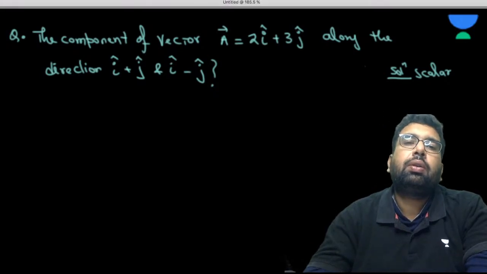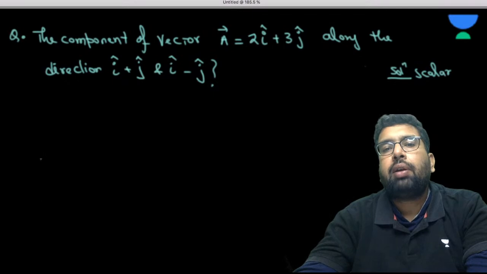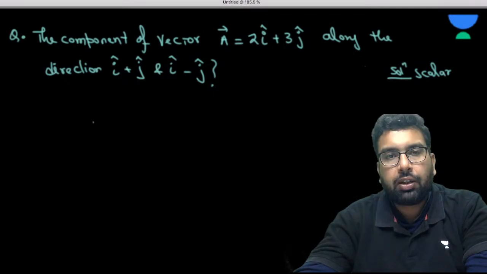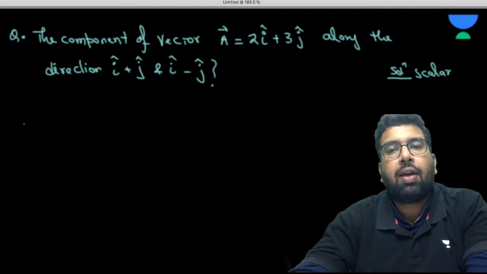Now, what does it say? It says the component of a vector, that is a vector equal to 2 i cap plus 3 j cap, along the direction this and this. And you need to get the scalar option. So we have a vector along this direction. So how can we do it?